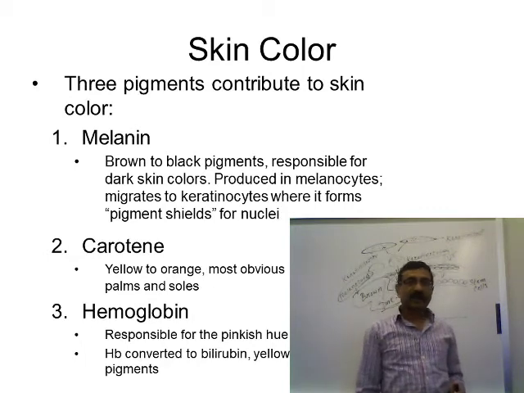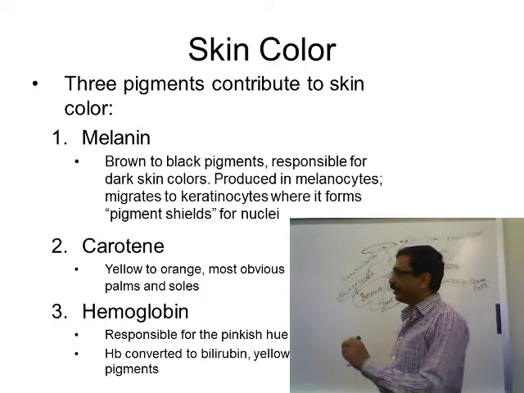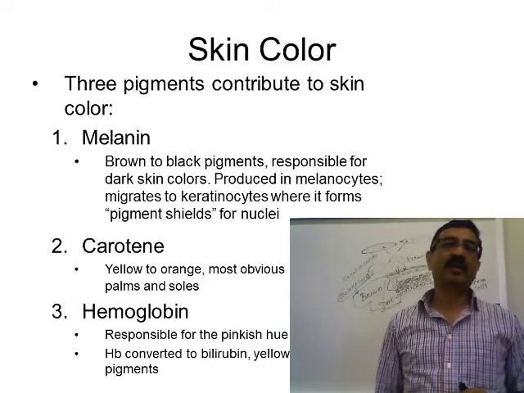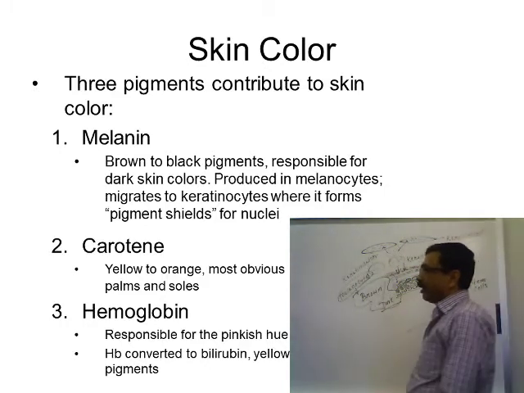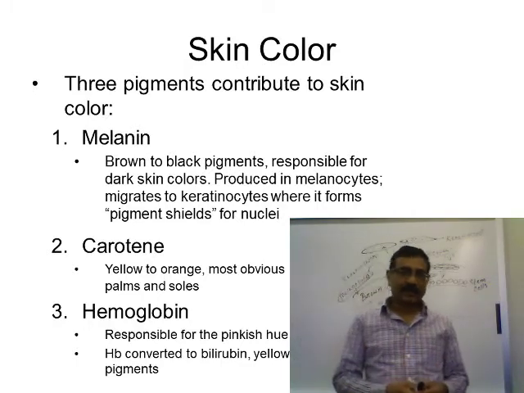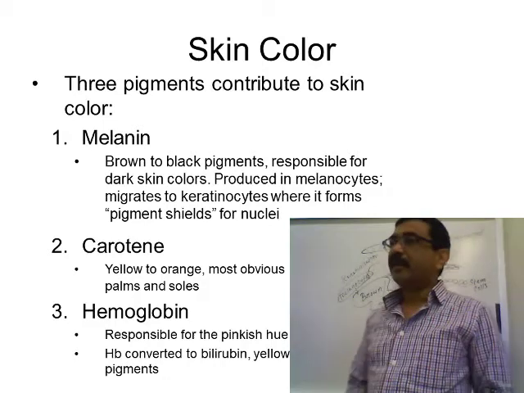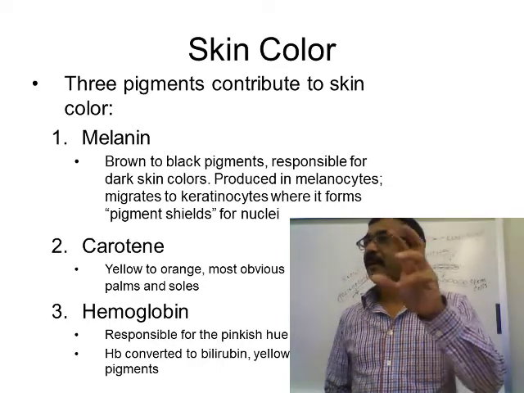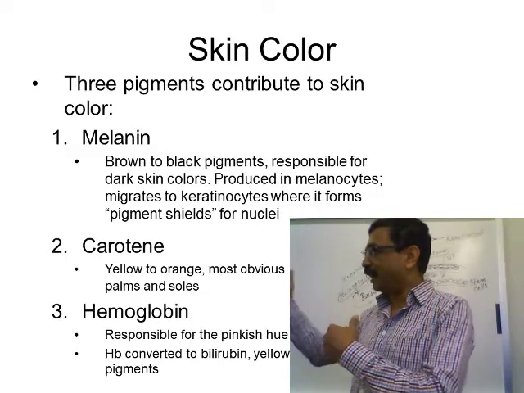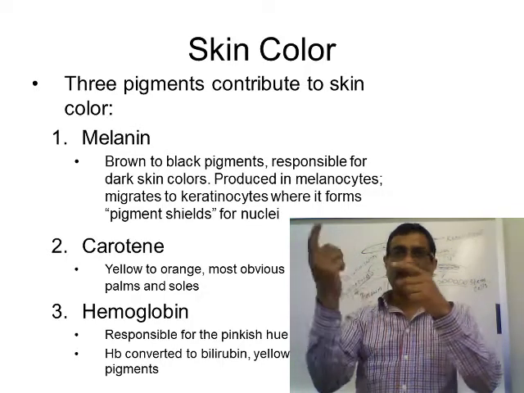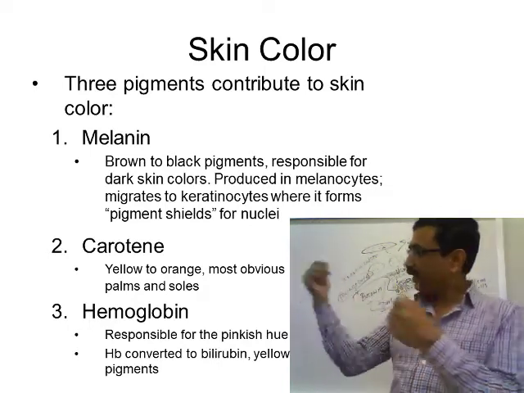Carotene is another type of pigment present in the skin, but in a small amount. The color is yellow to orange. In the human body, this pigment is mostly present in the palms and soles, but in small amounts. In some vegetables or fruits, you have plenty of carotene. For example, oranges, right? The color is orange. Carrot, the color is orange because of carotene.